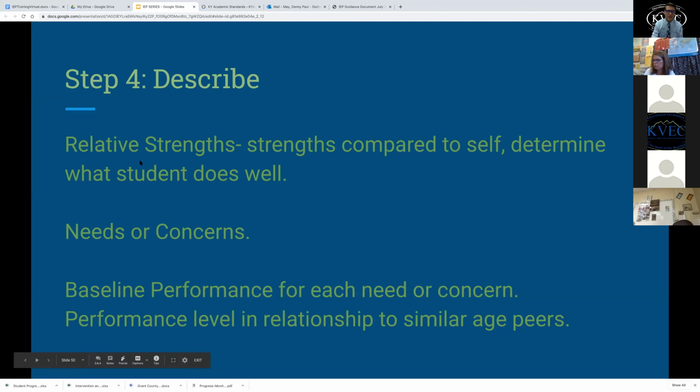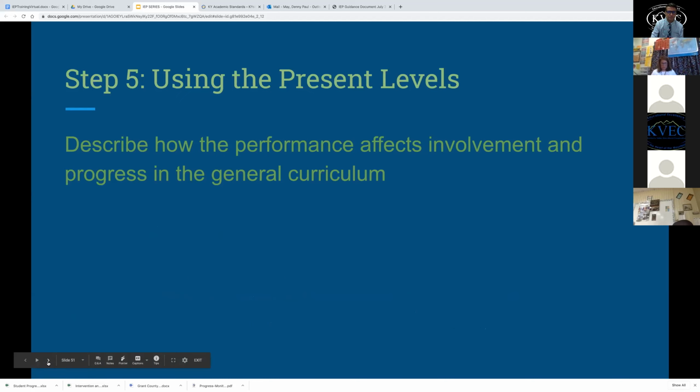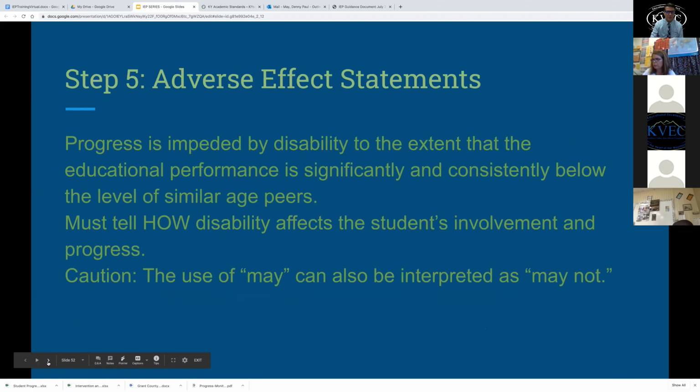Okay, so we describe their relative strengths, we describe their needs and concerns, we describe what the baseline performance for each need or concern is in step 4, and the performance level in relation to similar age peers. And that's adverse effect. And describe how the performance affects involvement and progress in the general curriculum. That's using the present levels. Those are the steps that we go through in writing the present levels.